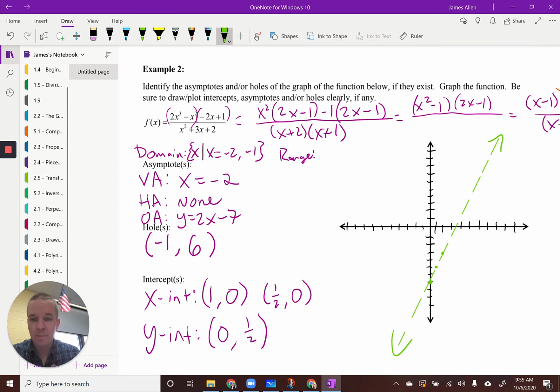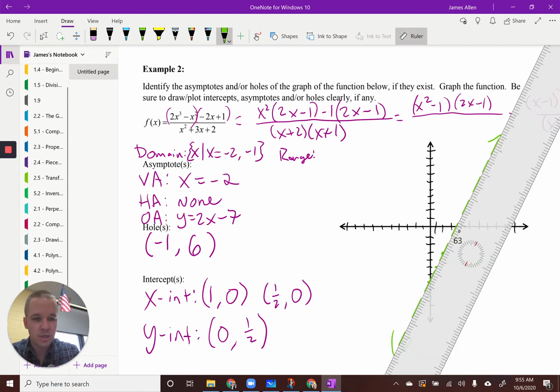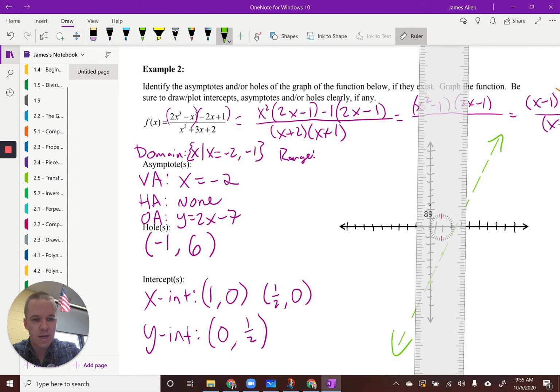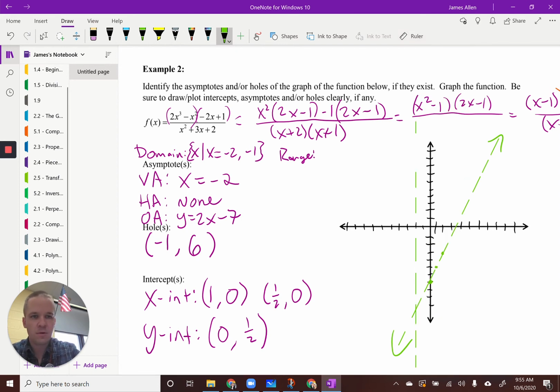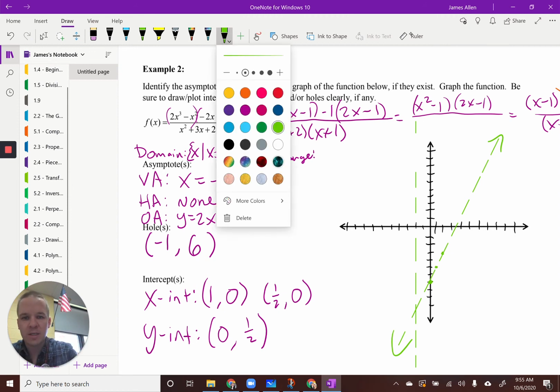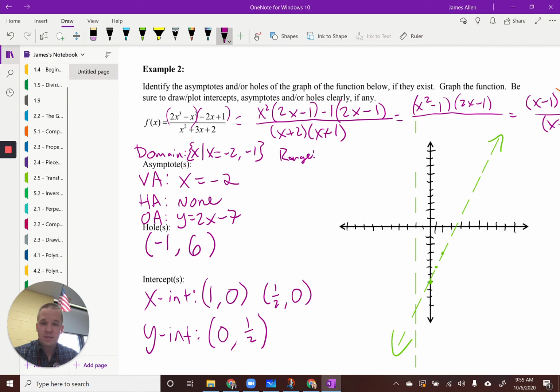Let's see here. How about my vertical asymptote? It's at x equals -2. So I'm just actually going to pop that ruler back out, throw a 90 on that so it's vertical. Boom, I like it. Lovely. Cool. Awesome. Wonderful. I'm going to go back to my purple marker for the rest of the graph.